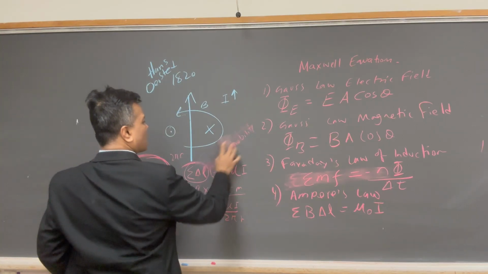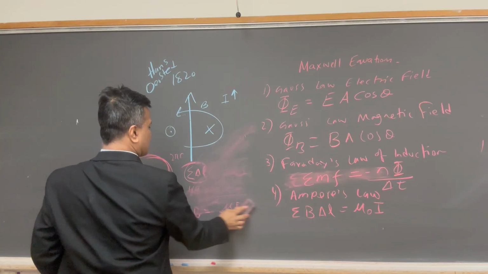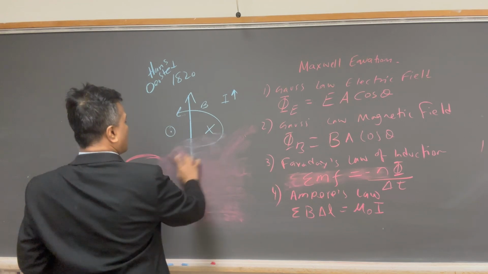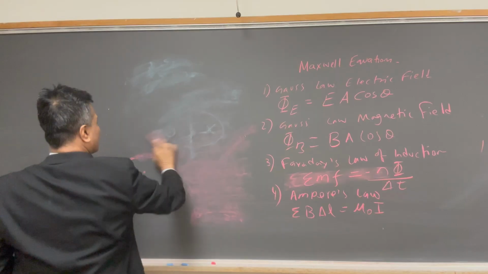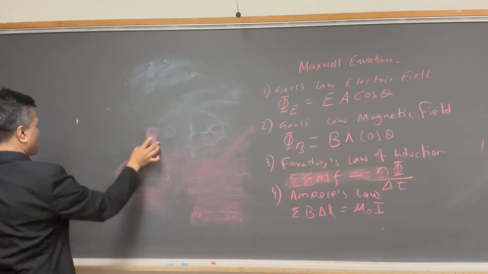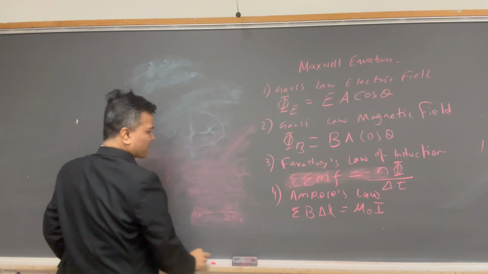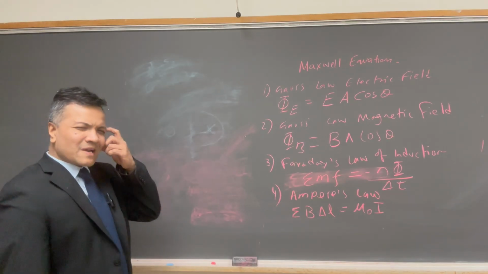Ampere was the one who invented the current in 1820, and Hans Oersted discovered the magnetic field in 1820 as well. Okay, now let's try to understand flux.